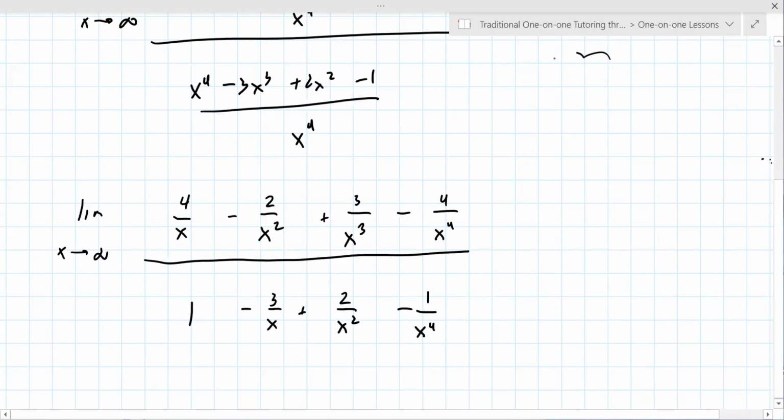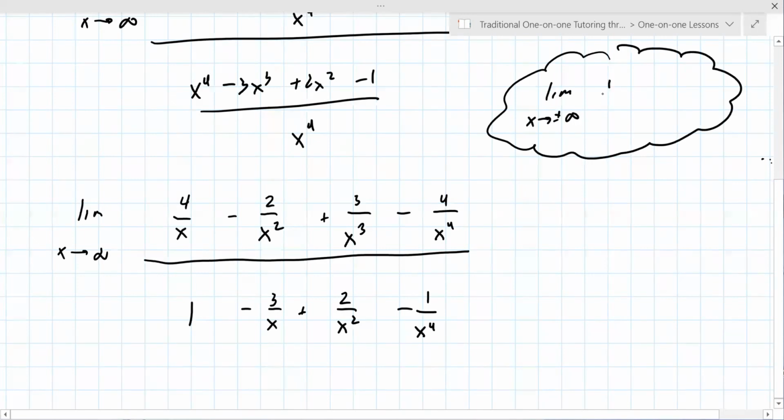Now off to the side here is this very important thing, which is the limit as x goes to plus or minus infinity of 1 over x to the p, for p greater than 1, is always 0. And all that means is if the exponent on the bottom is 1 or bigger, it goes to 0. So this is 0 for the 4.